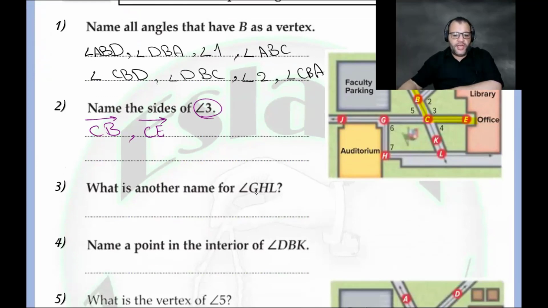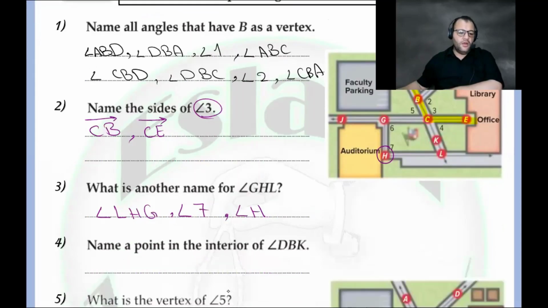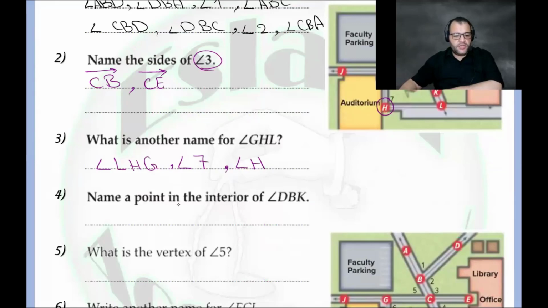We need to name another angle, GHL. It can be angle LHG, or angle 7, or angle H. H is not common to any other angle, so we can say angle H, because we have only one angle for vertex H. When the vertex is not common between more than one angle, we can label the angle with the name of its vertex. Now we need a point that lies in the interior part of DBK. Where is DBK?